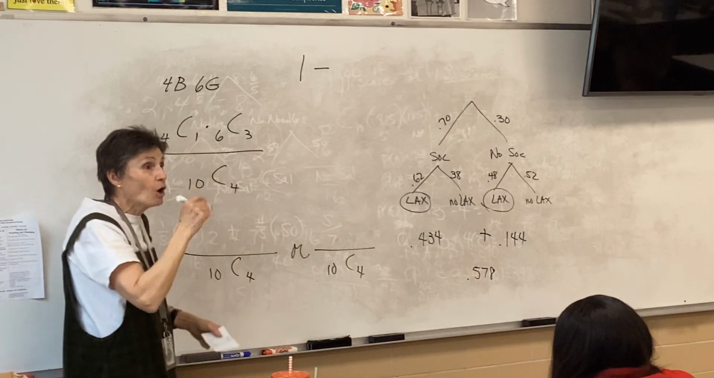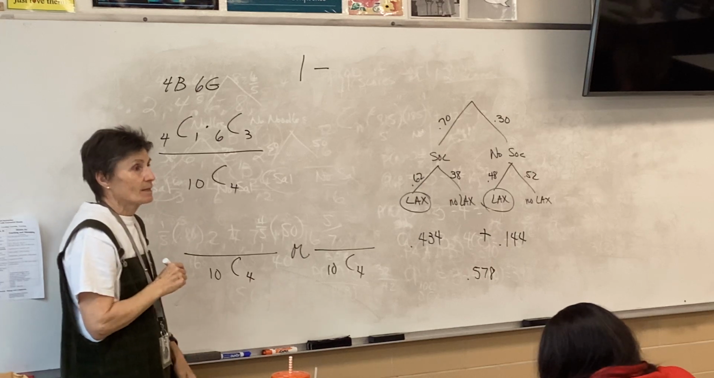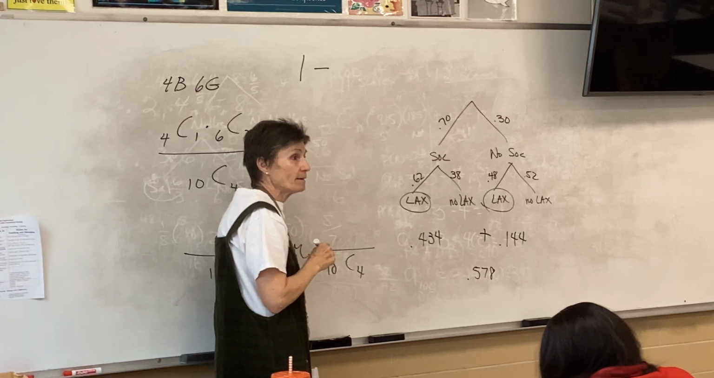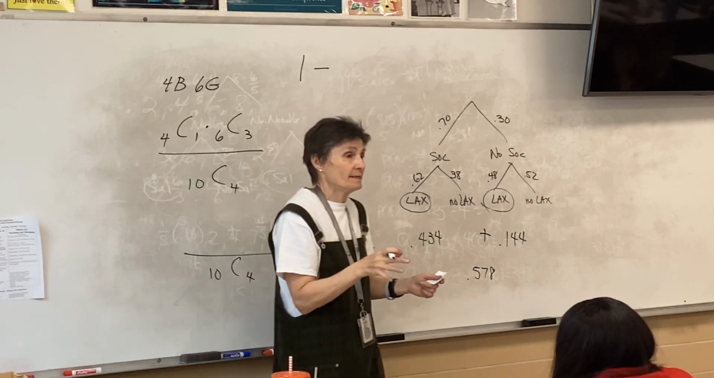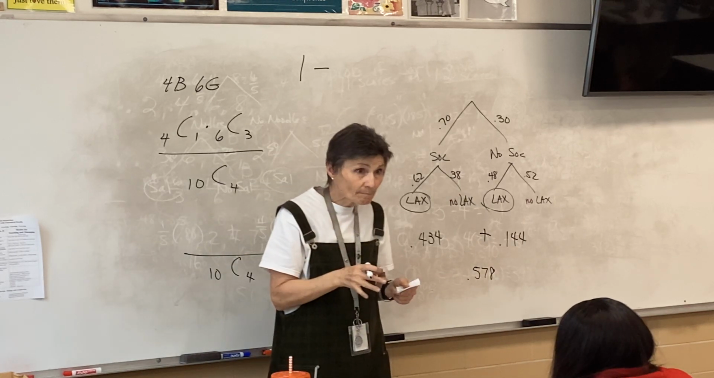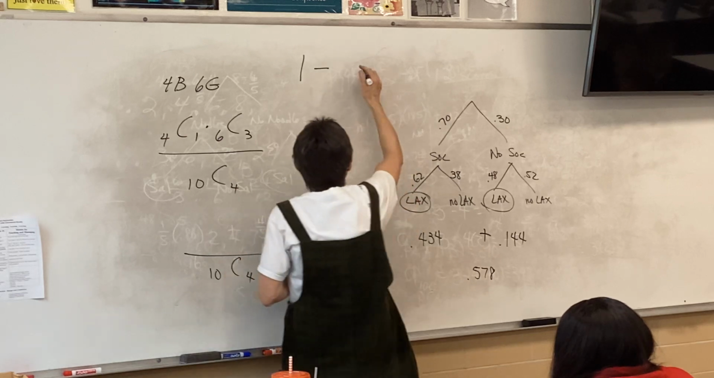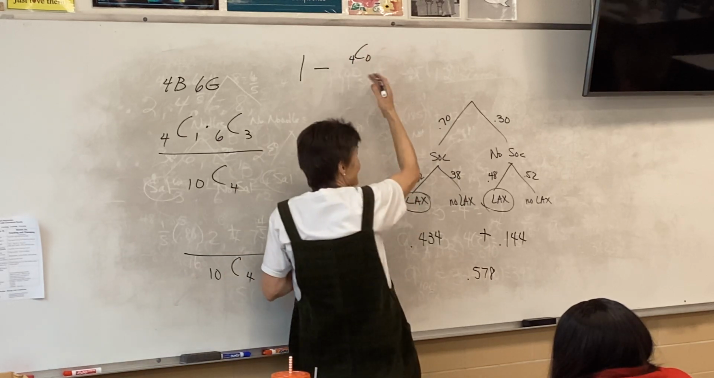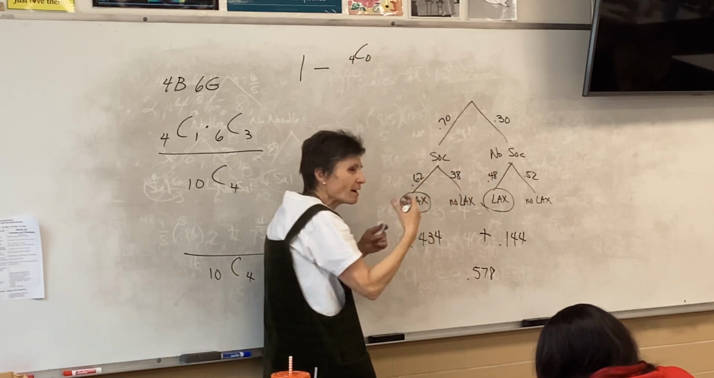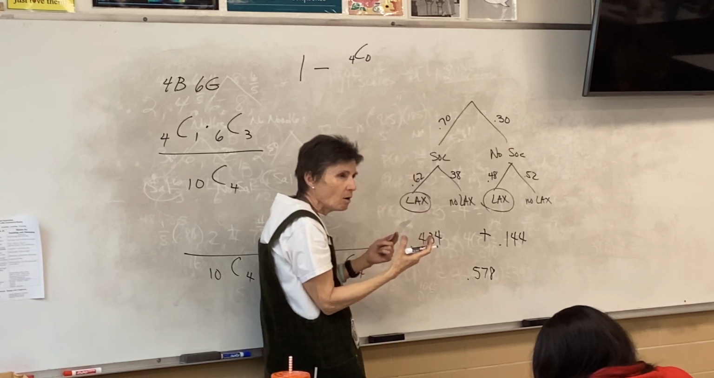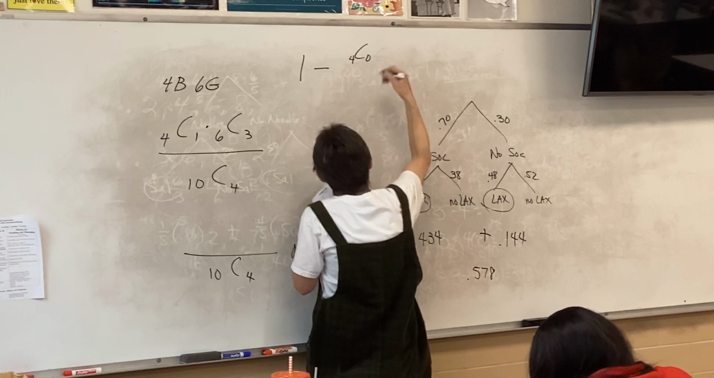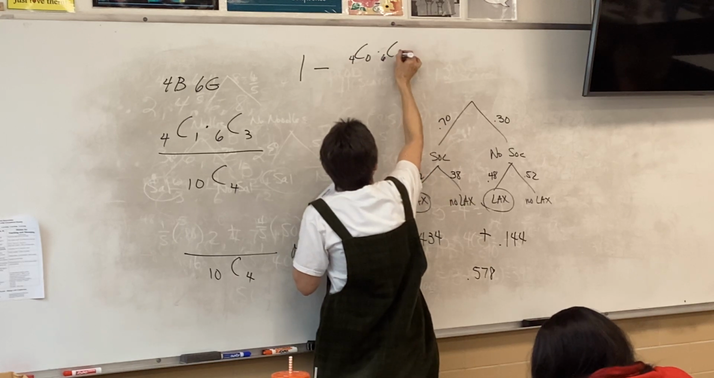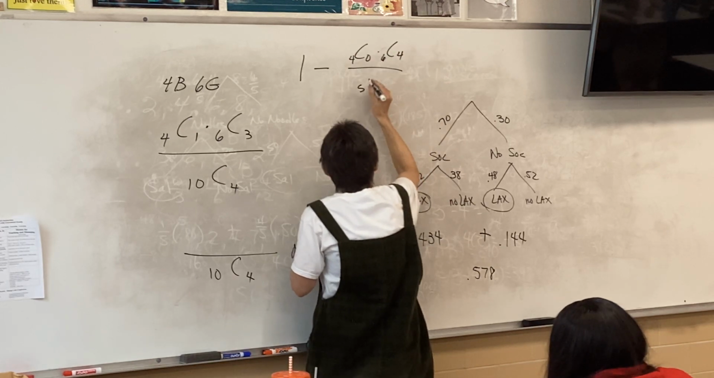Now, what don't I want? I don't want all girls, right? I want at least 1 boy. So the only thing I don't want is no boys. So that would be 4C0, technically. You never have to include the 0, but you can if it helps you make sense. 6C4.